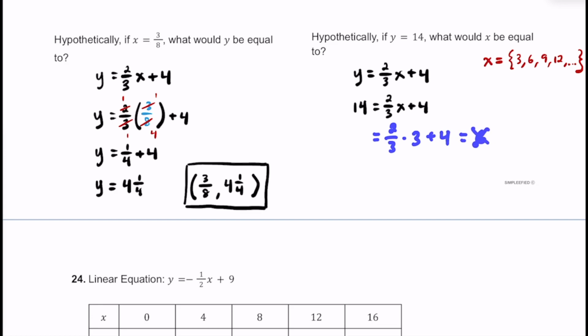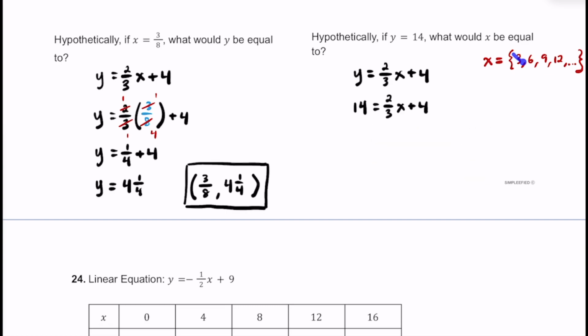That's not what we want because it doesn't equal 14 that we're looking for here. If we do 2/3 and then we try 6 and then add 4, well, 2/3 of 6 is going to be 4. 4 plus 4 is going to be equal to 8. And we're looking for 14, so that's not it either.